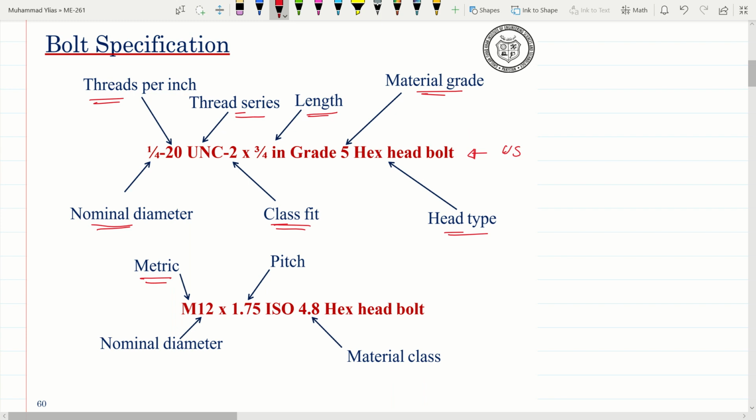and then what type of head is being used for the bolt. Similarly for the metric bolts: nominal diameter, pitch, then thread making standard, or thread profile standard, whatever you want to call it. Then you need to know the material class and once again the head type. So these are the two methods which we will see in our numerical problems, and you have to get yourself familiarized with these specifications.